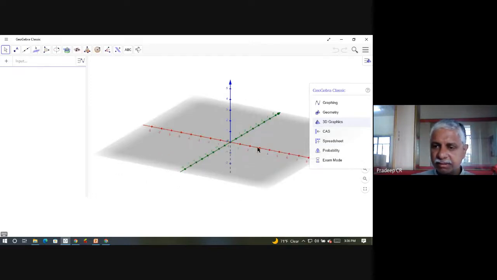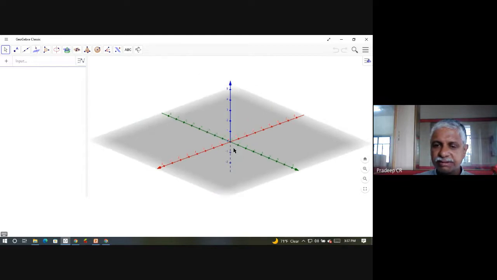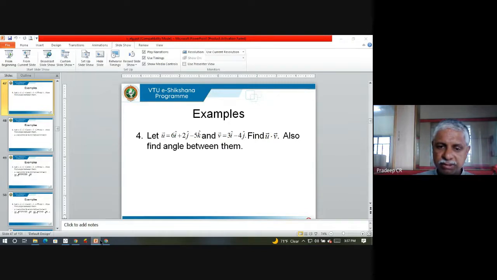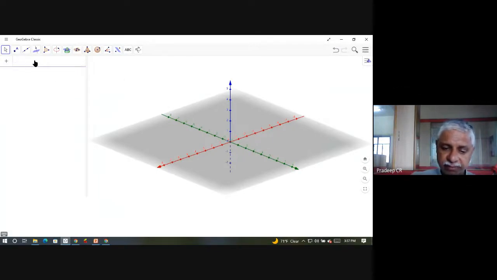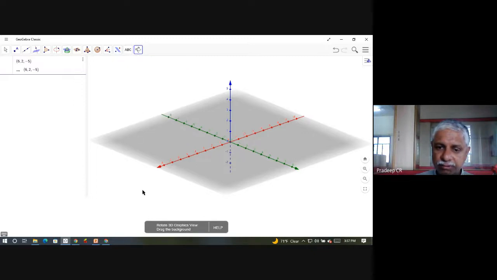So this is our GeoGebra, the three-dimensional space, and here I want these two vectors. U is 6i plus 2j minus 5k. That is 6, 2, minus 5. So this is the point. Is it mentioned here? 6, 2, oh, minus 5. That's why it's gone down. One minute, I'll show you that point.